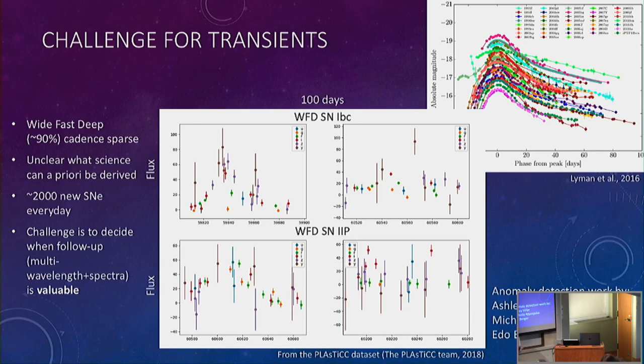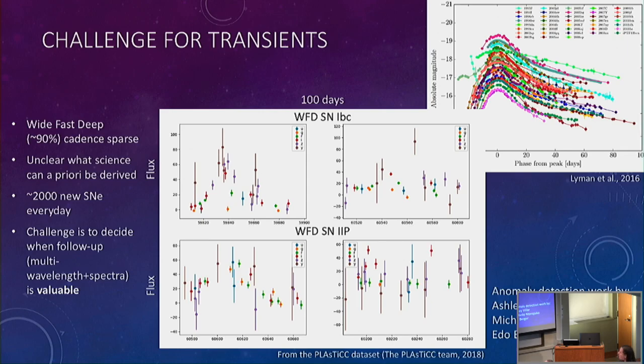So take that, and then there's a second challenge. On a given night, LSST will discover 2,000 of these every single day. So if you were to sit and try to do it by hand, that would be prohibitive. So the question in everybody's mind is, okay, I think I know that what I will get won't be sufficient in many cases. I'll have to do something extra. But how do I know when I should do that? How do I know that at that point an intervention would be valuable?